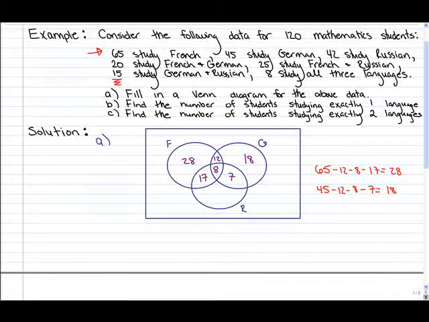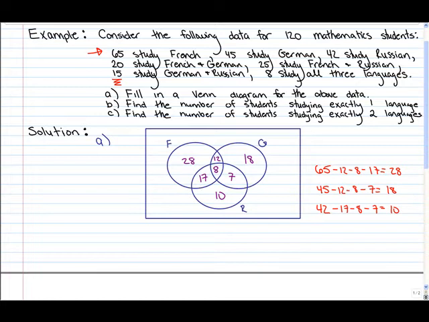And lastly, we have the students that study Russian. There's 42 in total that study Russian, based on your question here. 42, subtract 17, subtract 8, subtract 7, works out to a total of 10. So here in this blank is 10, and again in this entire shaded circle of the Russian language should add up to 42, which it does. So that's part A, that's the Venn diagram filled in.